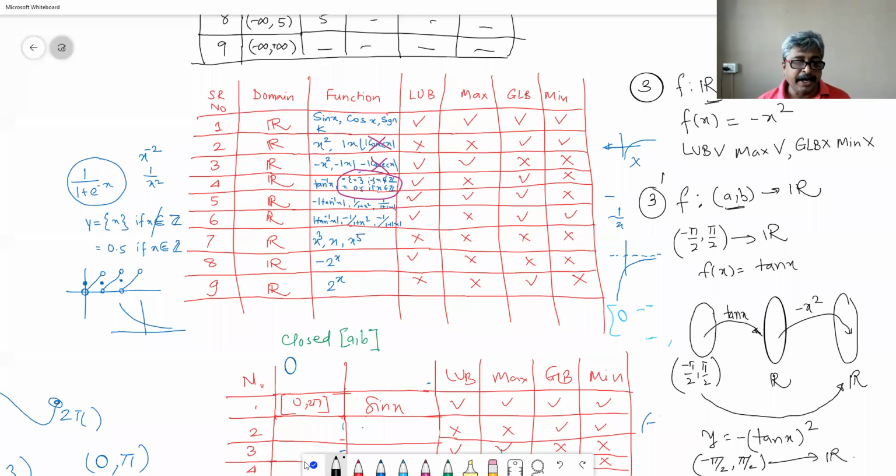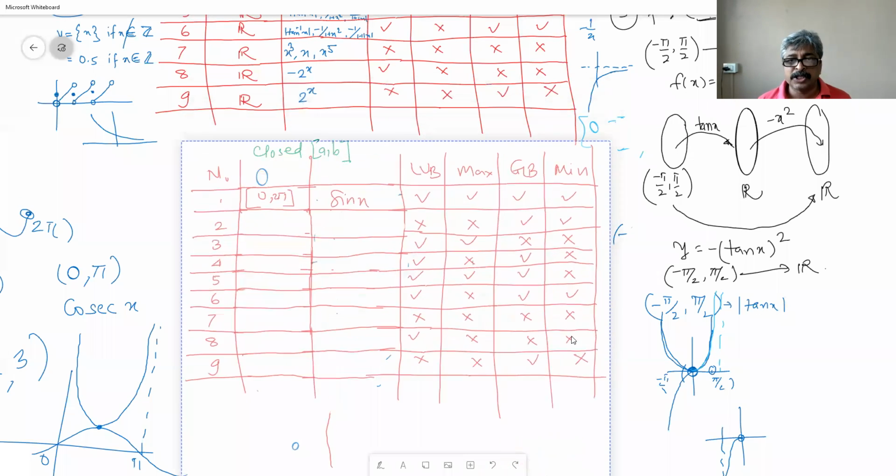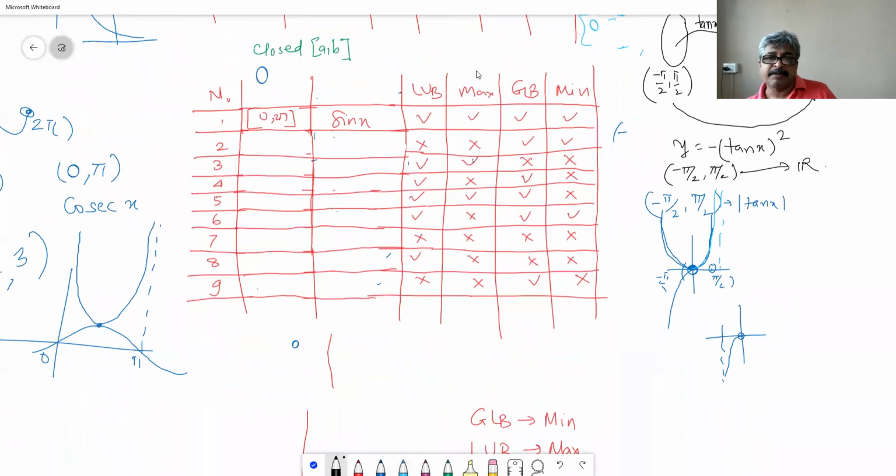Can you tell me a trick by which, suppose instead of minus pi by 2 to plus pi by 2, I say the interval that I am giving you is different, and give me a function which has property number 3? It should be from open interval say 1 to 2 to R. It should not be from minus pi by 2 to plus pi by 2. It should be from 1 to 2 to R. Can you give me a function whose properties are like this?